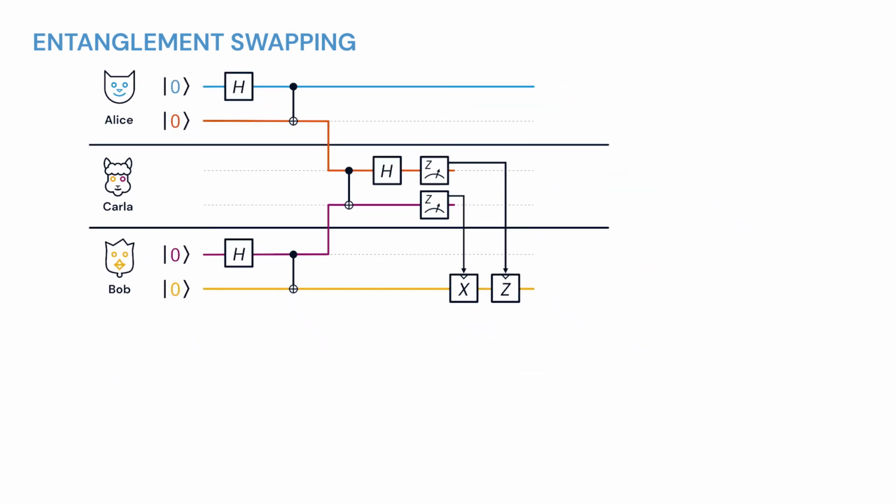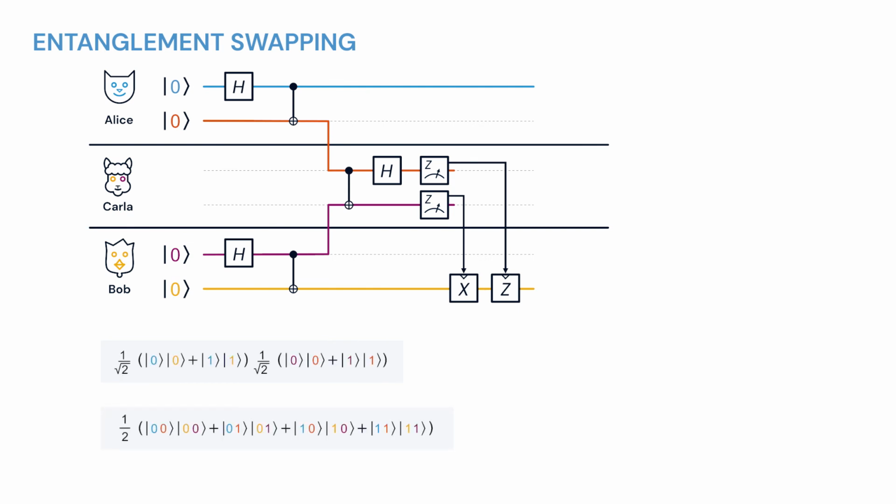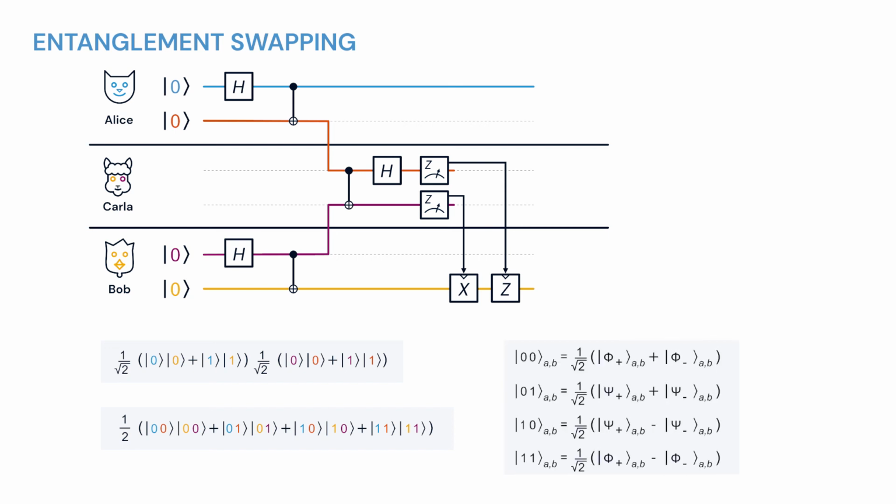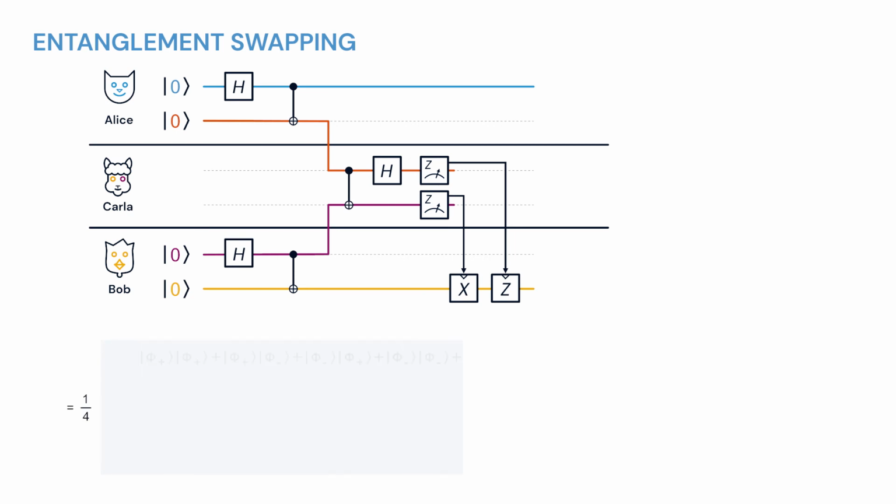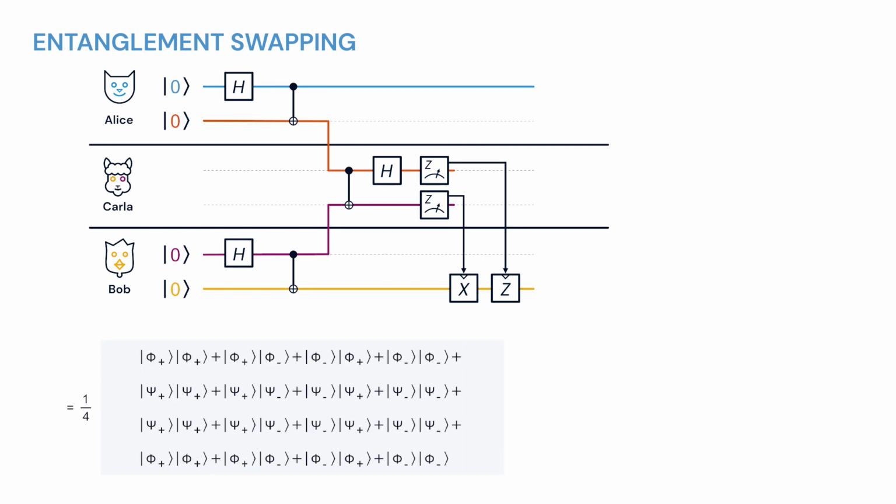First, the full joint state can be written. After that, we can apply the following identities. Although the expression becomes quite large, it can be easily simplified to reveal that, conditioned on the result of the Bell state measurement in purple's Bell state analyzer, the joint state of blue and yellow will be projected onto one of the 4 Bell states.